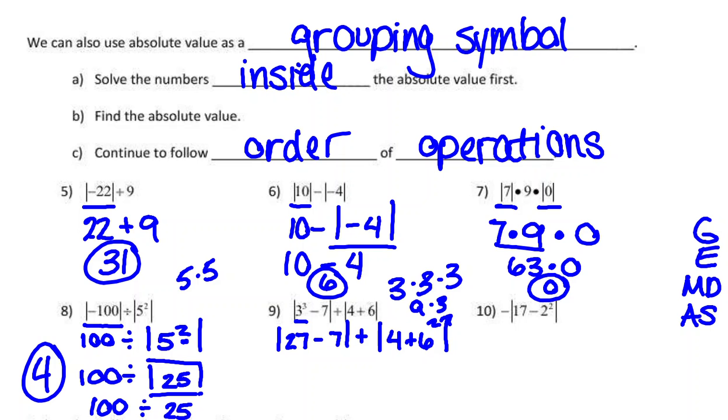Then we need to finish this grouping. Do the subtraction. 27 minus 7 would be 20, absolute value. And we can solve the next step, which would be finish that absolute value out, so that would be 20 plus the absolute value of 4 plus 6.